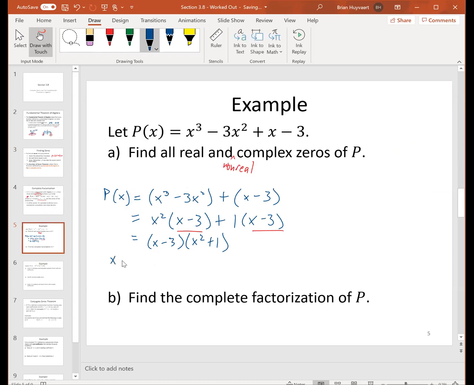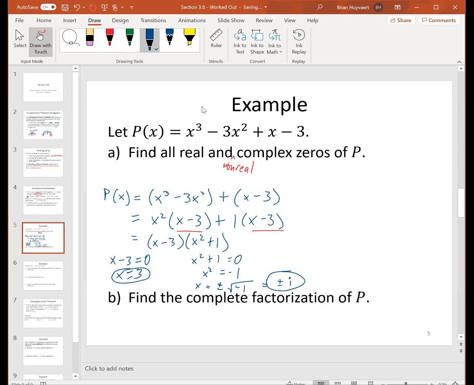So x minus 3 equals 0. So x is going to be 3. There's one solution. And then x squared plus 1 equals 0. So x squared is equal to -1. Now, here's where we say, okay, real numbers, this is going to be problematic. I can't square something and get a negative. But we know that we're okay dealing with complex numbers. So x is going to be plus or minus the square root of -1. Another way to say that is plus or minus i. We've defined i as the square root of -1.